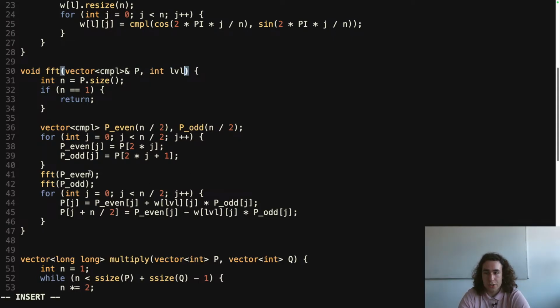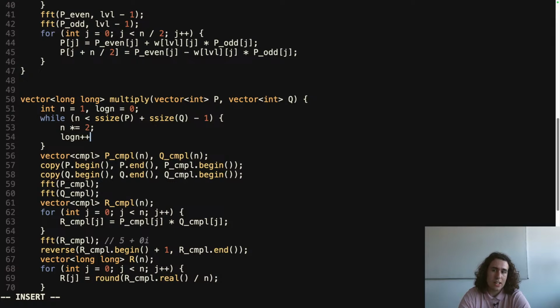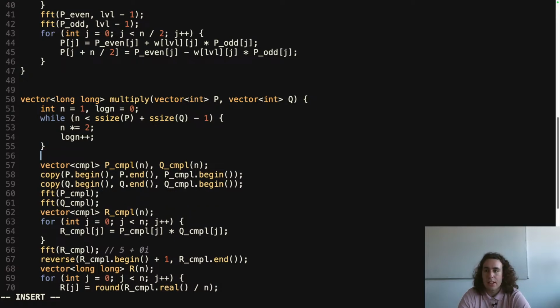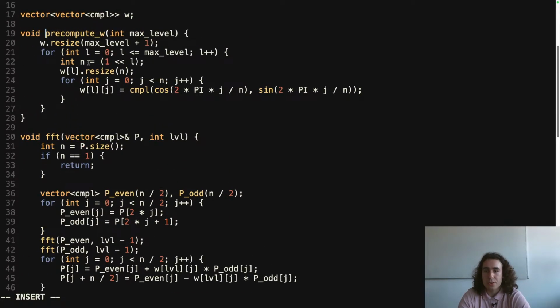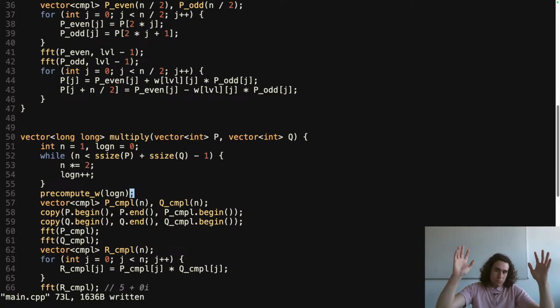We have the level of recursion here. When we recurse, it's 1 smaller, right? And then here we also need to calculate it. So we not only need n here, but also log n, right? Log n is 0, and then log n is increased by 1. And then we just run the pre-computation from this value log n. So in the multiplication, we just initially pre-compute all the roots of unity, and then we can use them.